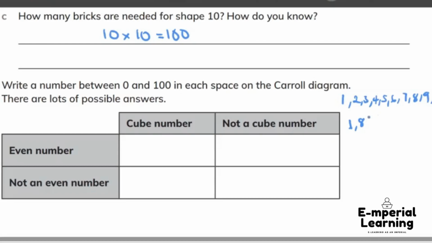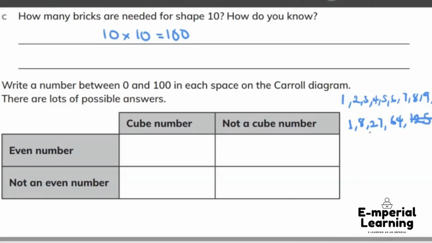3 times 3 times 3, that's 27. 4 times 4 times 4, that's 64. 5 times 5 times 5, that is 125. And so even before we continue, you can see that 125 goes against the instruction given, which says it should be between 0 and 100. So these are the cube numbers we have between 0 and 100: that is 1, 8, 27, and 64.